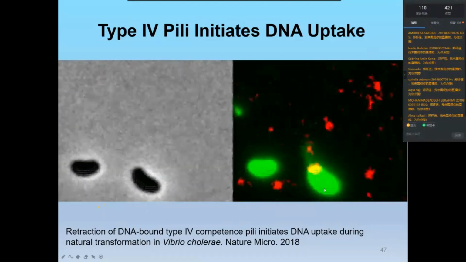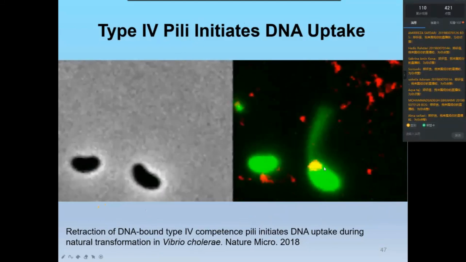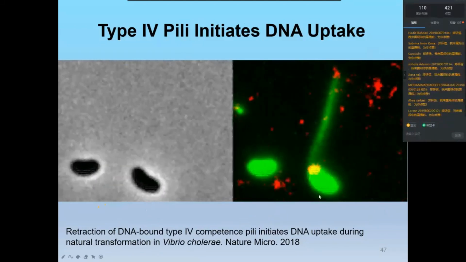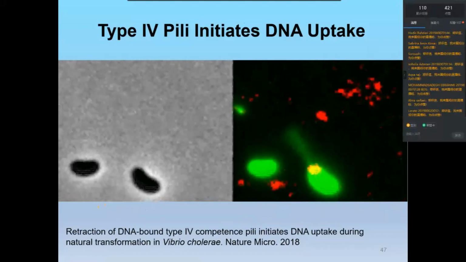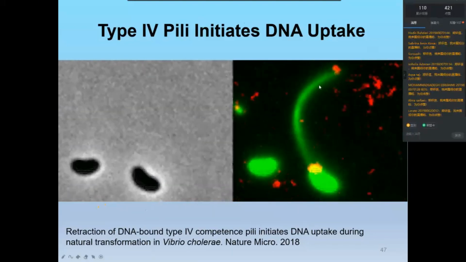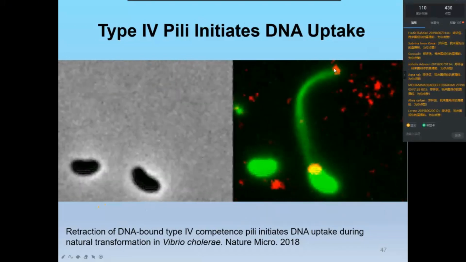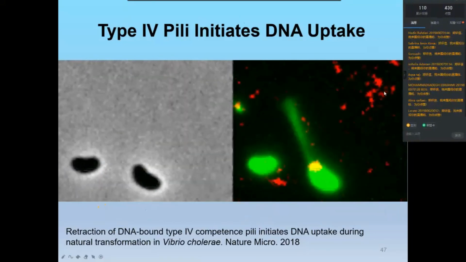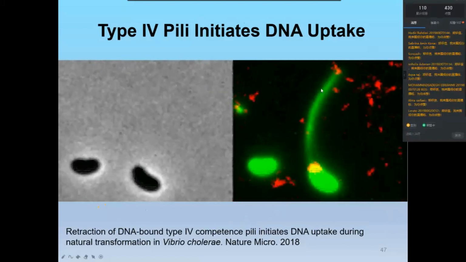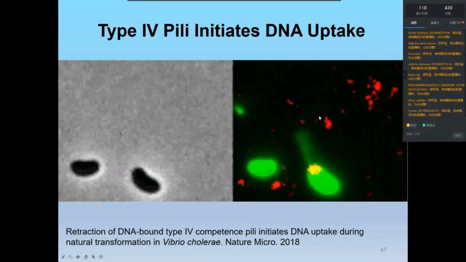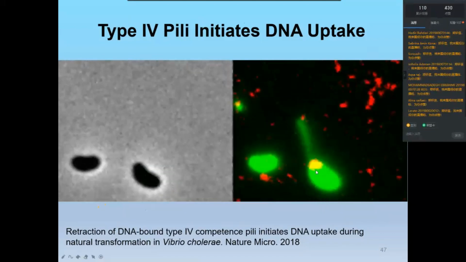They can stain the type 4 pili with green fluorescence, and they can image the live bacteria. This is a live bacteria, not fixed, not killed, so that the bacteria can extend the type 4 pili outside, grab some DNA, and take it back. See here, this red color is a DNA molecule stained with red fluorescence. So it can take DNA and then draw it back into the cellular body.